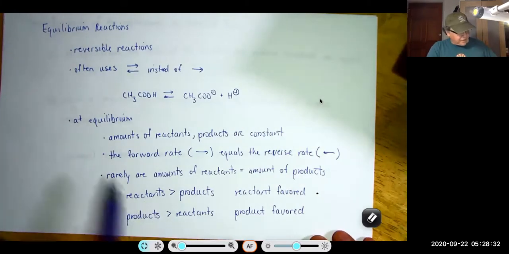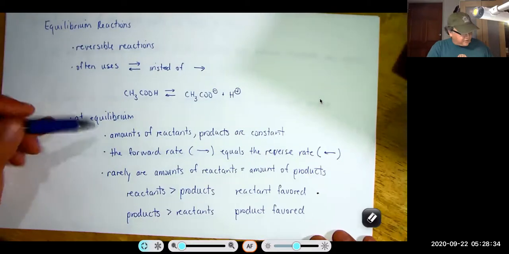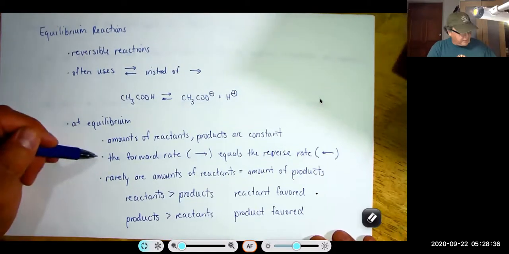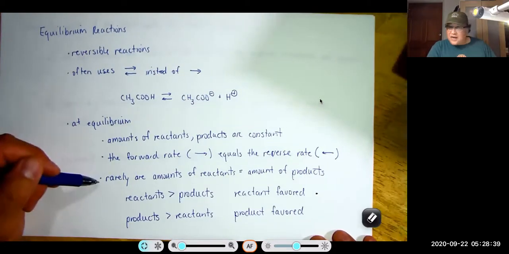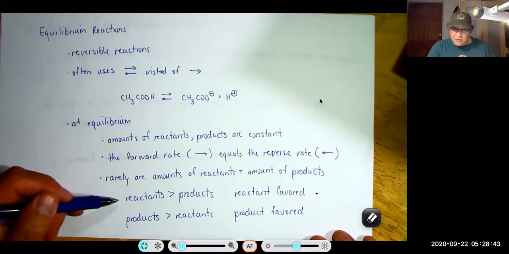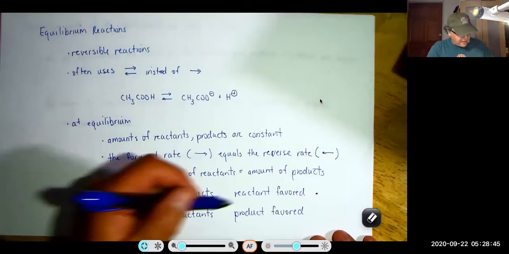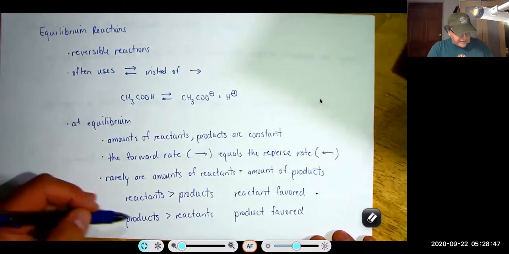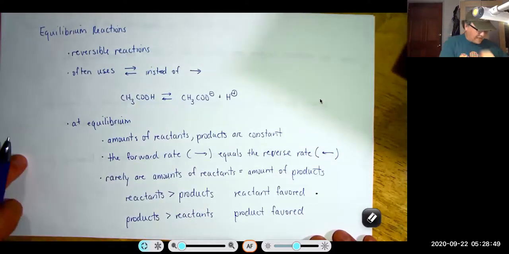So the amounts of each are constant. The rates are the same. The amounts do not have to be the same. And if there are more reactants at equilibrium than products, it's reactant favored. And if there are more products than reactants, it's called product favored.